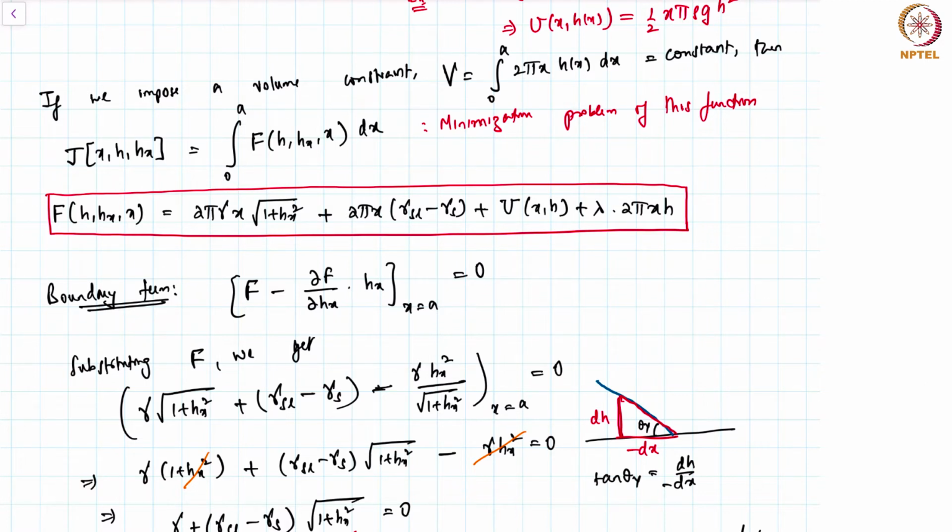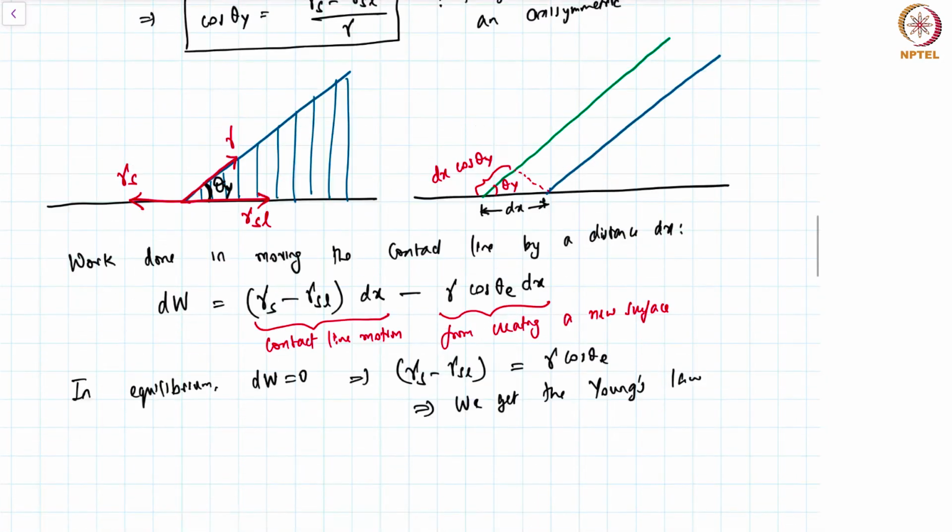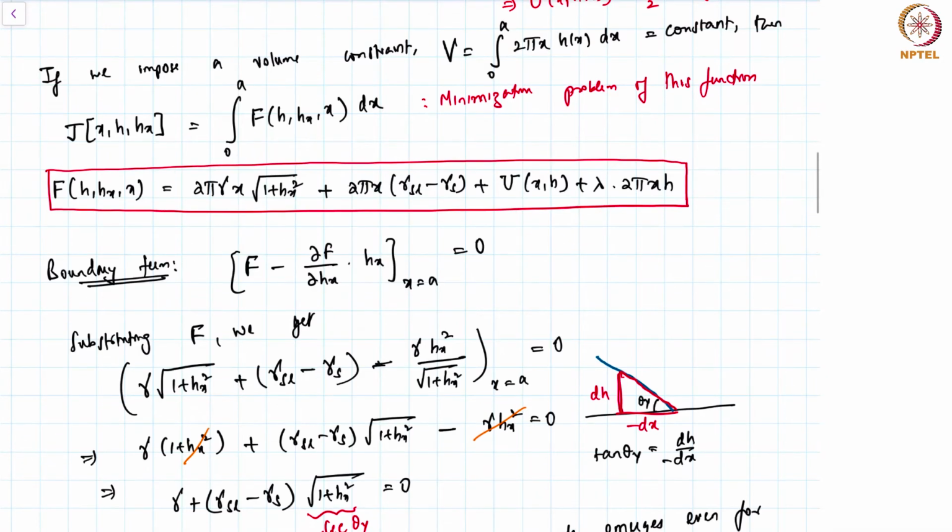This is basically the integrand of this energy functional. Now there are several terms here. The first term that I'm just highlighting now, this is the contribution from the surface of the liquid and the gas above, right? And that's why you have the surface tension gamma. Sorry about that.